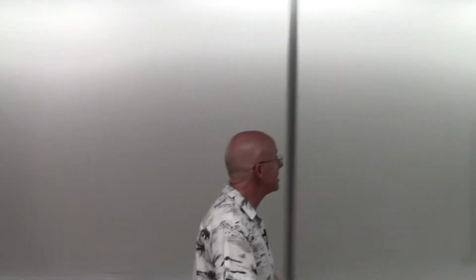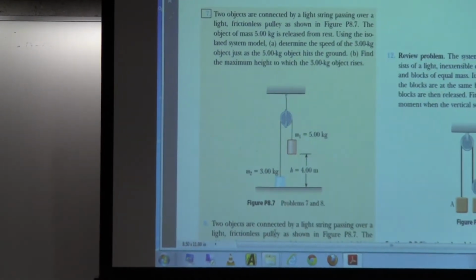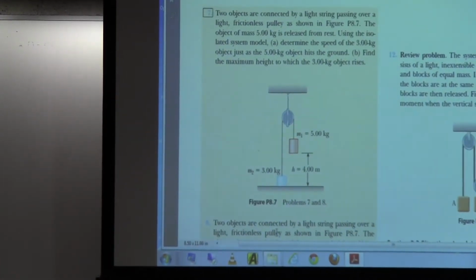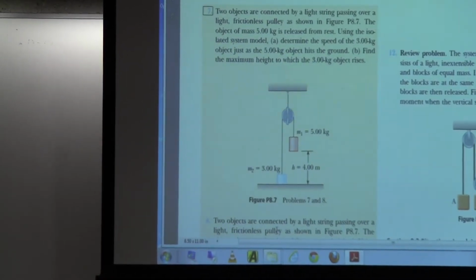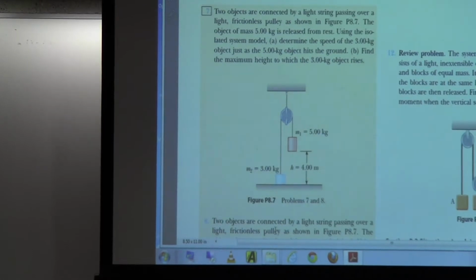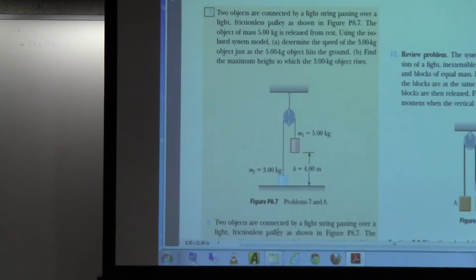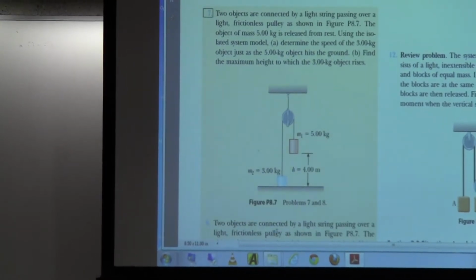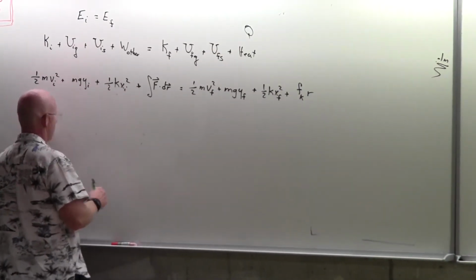But like I said, the lab is to illustrate that you could do everything in between if so needed. Oh, there it is. Now, let's read this one here together and then start working it out. It says here, 2 objects are connected by a light string that passes over a light frictionless pulley as shown. The object of mass 5 kilograms is released from rest. A, determine the speed of the 3 kilogram object just as the 5 kilogram object hits the ground. Okay, well, let me keep this long equation around here.